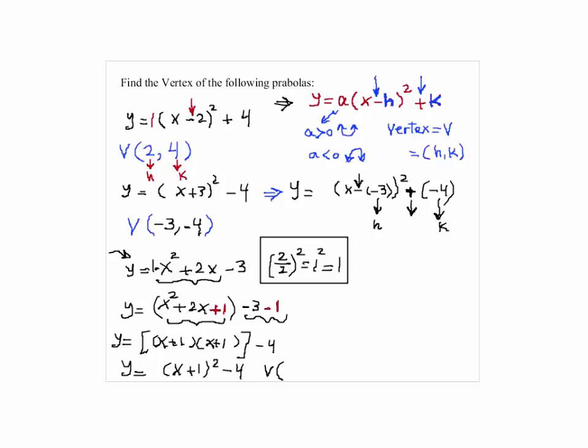Elizabeth typed -4. The vertex is a point, so you have to give it to us as an ordered pair.